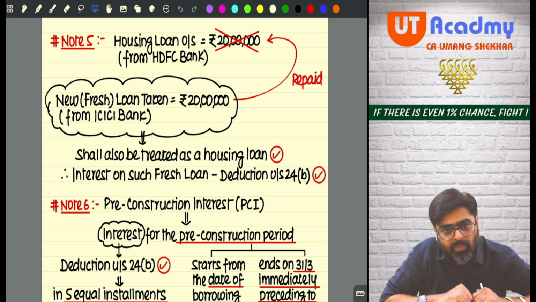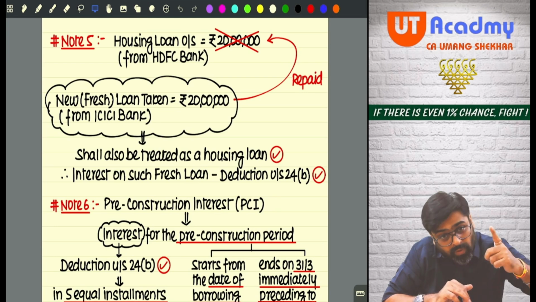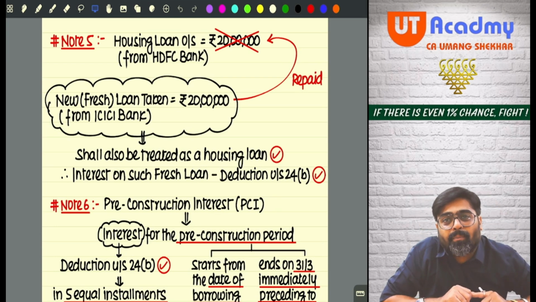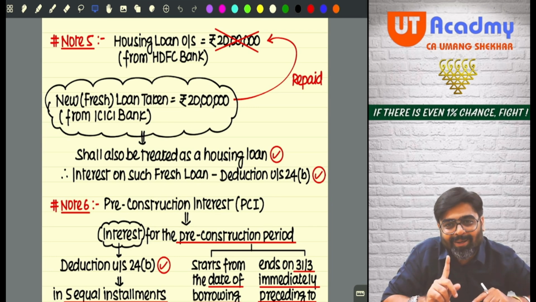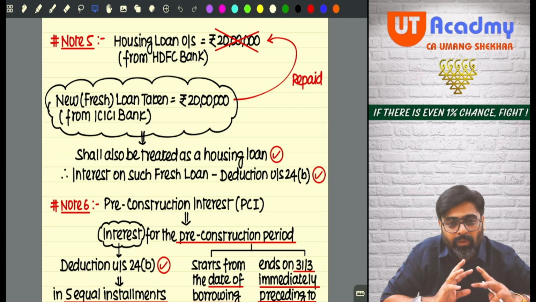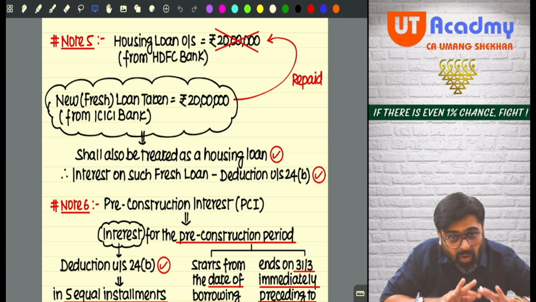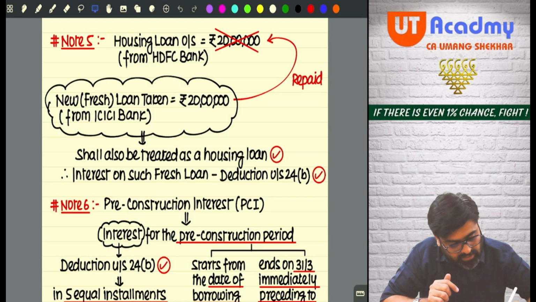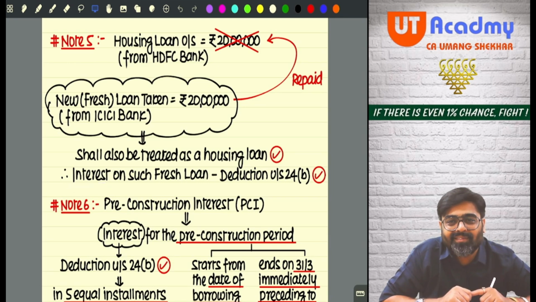You took a 20 lakh rupees loan, and by taking that new loan, you repaid your old housing loan. Getting my point? Now how many loans you are having? Same 20 lakh only. One loan. Now the question is, on this new loan, whatever interest you will pay, will it be allowed as a deduction under Section 24(b) as interest on housing loan? The answer is yes.